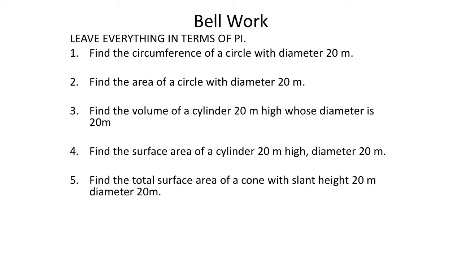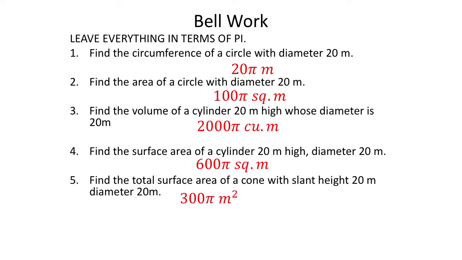It's a good bell work. Good 5 questions there. Should have those done though. From everything in terms of pi. So I mean, if you calculated this with an estimation, then you may have come with the decimal answers. But that's not what this said. It said leave everything in terms of pi. So it wants pi in the answer.